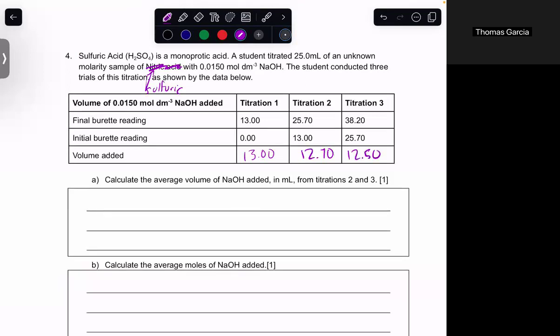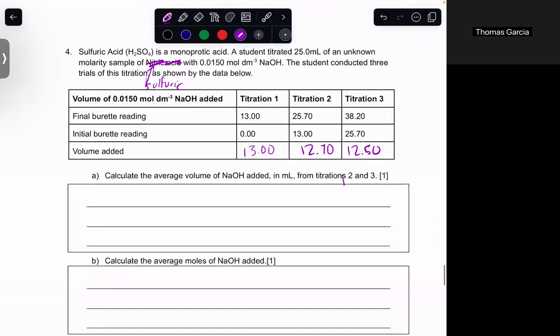Now calculate the average volume of NaOH added in milliliters from titrations 2 and 3. So specifically, it says right here titrations 2 and 3. We don't think about the first titration when we're doing averages because that's a trial run just to see approximately how much we use. So for an average, 12.70 plus 12.50 divided by 2. That is just an average, the sum of the trials divided by the number of trials, and we get 12.60 milliliters.